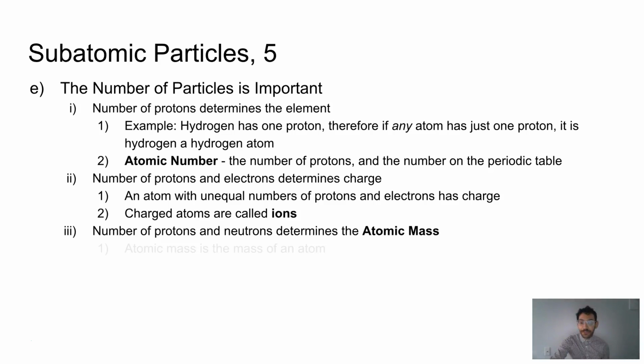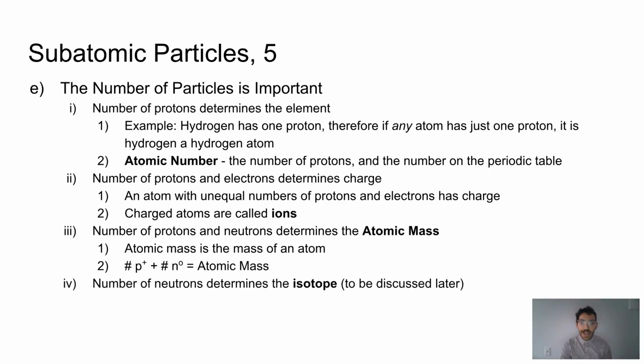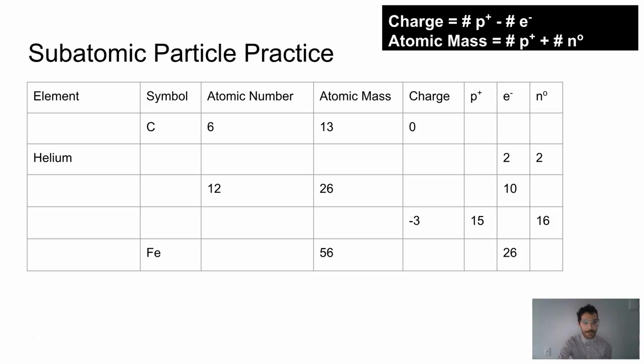But atomic mass is the mass of an atom measured in AMUs, and that's going to be equal to the number of protons plus the number of neutrons. Atomic mass is also very important for chemists in doing calculations. And something else we're going to talk about later is how neutrons determine what isotope you are looking at. Isotope, some fun vocab for another time.